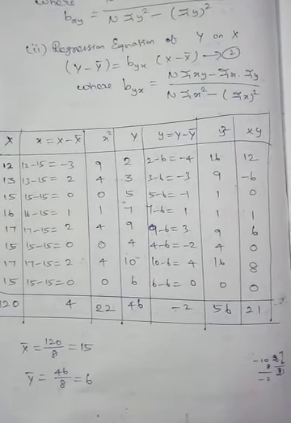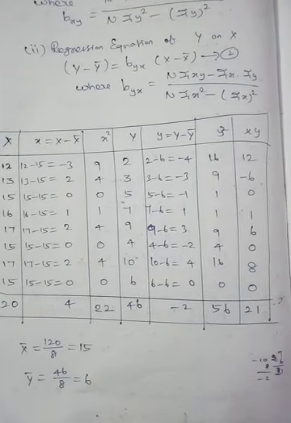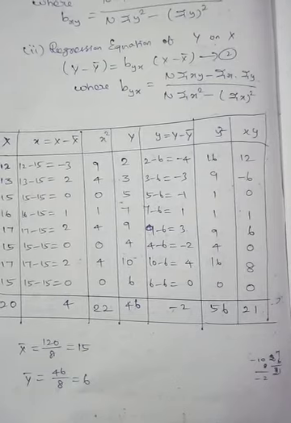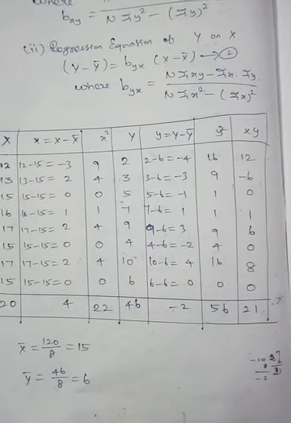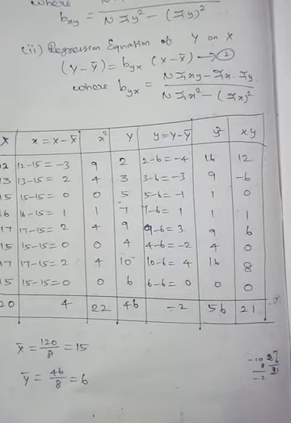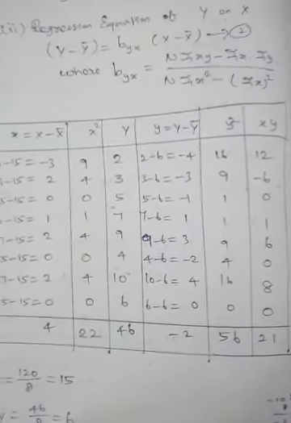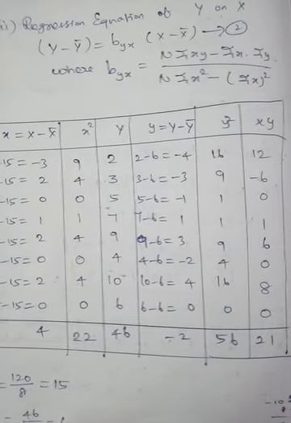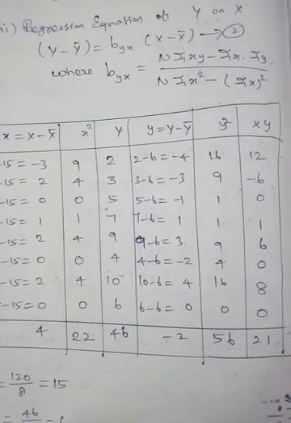Before I start small x, small y, I need y bar. So 46 by 8, that is 6. So I am going to subtract 6 from all the elements in the y column. So what will happen? 2 minus 6 is minus 4, 3 minus 6 is minus 3, 5 minus 6 is minus 1, 7 minus 6 is 1, 9 minus 6 is 3, 4 minus 6 is minus 2, 10 minus 6 is 4, 6 minus 6 is 0. The total for that column is minus 2.